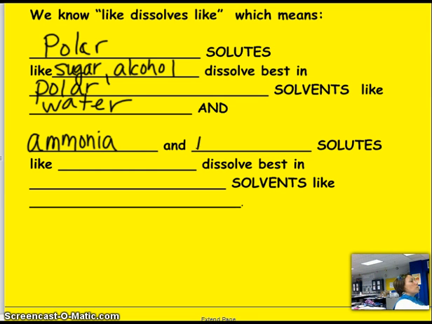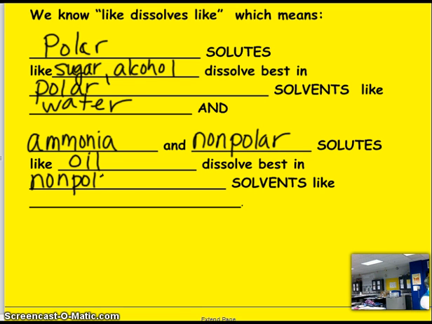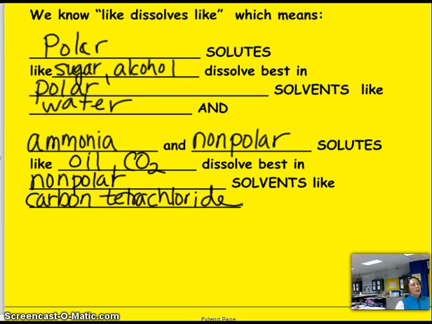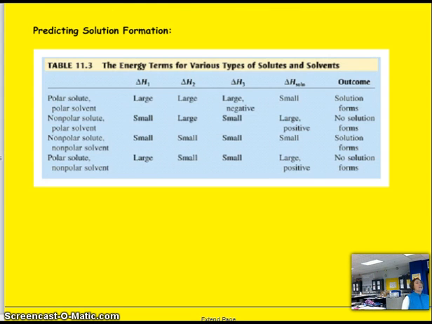However, nonpolar, I'll write it for you. Nonpolar solutes, like say oil, dissolve best in nonpolar solvents like carbon tetrachloride, or another solute could be carbon dioxide. Okay? So nonpolar dissolves best in nonpolar, polar dissolves best in polar. And it's all a matter of those energies.